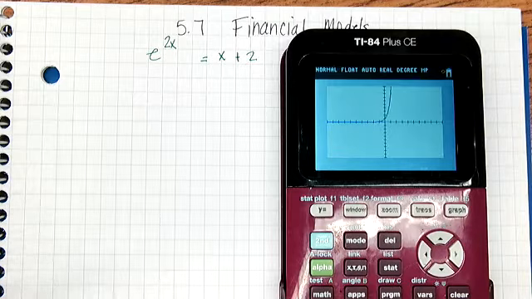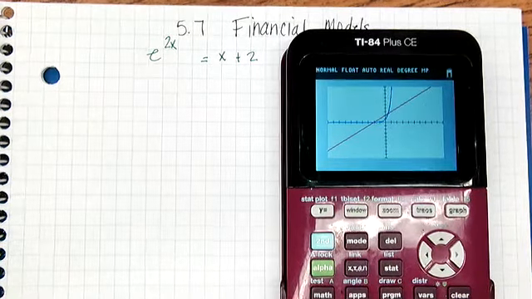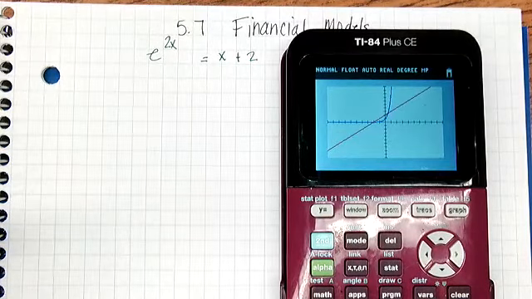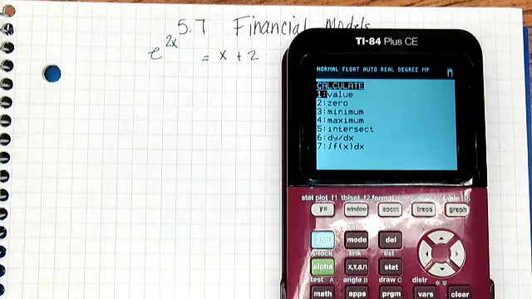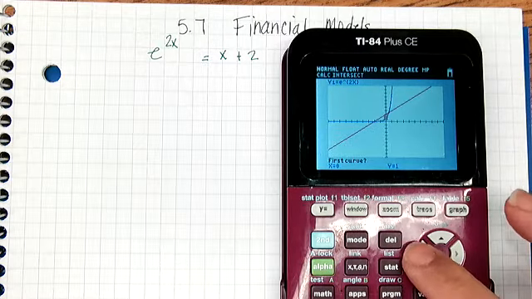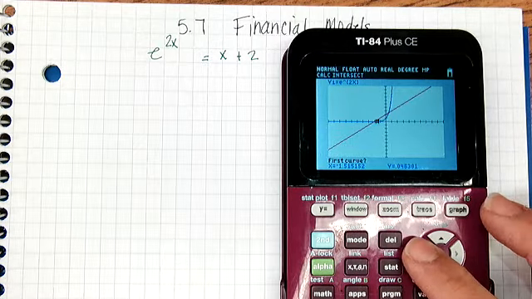And that's e to the 2x. And then x plus 2 is a line. So if I want to solve this, I want to see where the line intersects the curve. So hopefully this is review. Second, trace, number 5, arrow to the left or the right, doesn't matter.